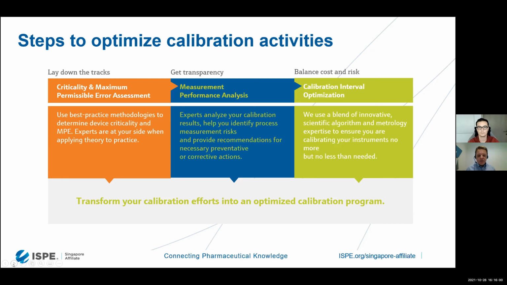Here are 3 steps in this slide to achieve the most optimum calibration program, for example. The first of them is to define the criticality and to set the limits, as we call it, maximum permissible error. Then we go into the measurement performance analysis. And the last one is we optimize the calibration intervals. I will touch on the last point in a moment, but I would like to begin with the criticality assessment.